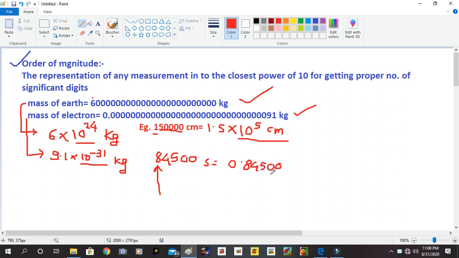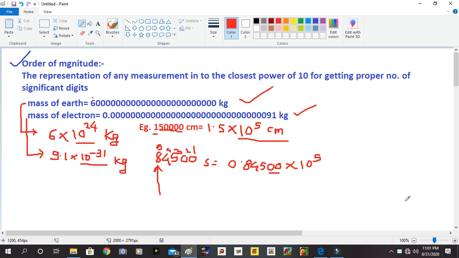These two zeros don't have proper significance. But how many decimal places have you shifted? 1, 2, 3, 4, and 5 decimal places in total. So I can say here its order of magnitude is again what? 10 raised to 5. Here you have to focus on the first digit of the given calculation.